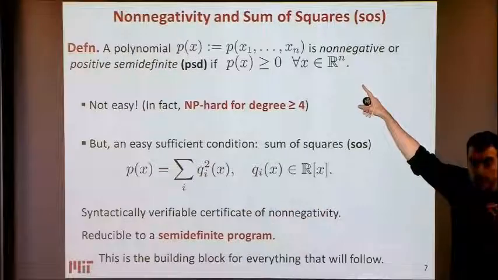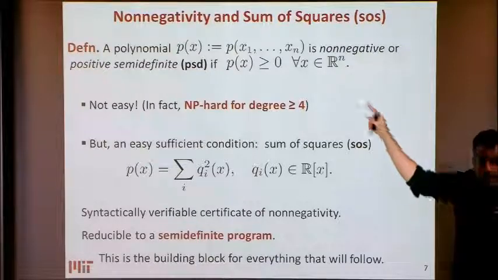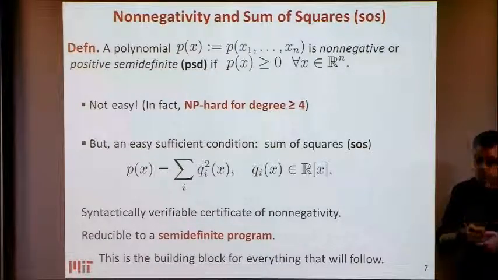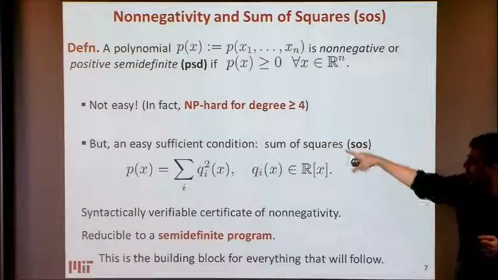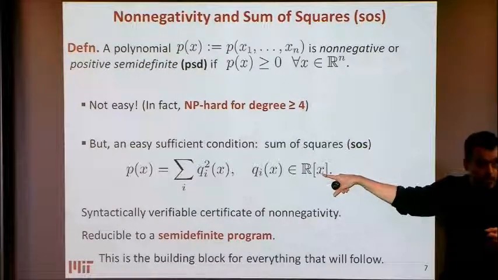One is, of course, if P is a quadratic form. If P is a quadratic form, then the eigenvalue decomposition, the Cholesky decomposition, whatever you want, will tell you that this is true. Because if you have a quadratic form, you factor it, it's a sum of squares.